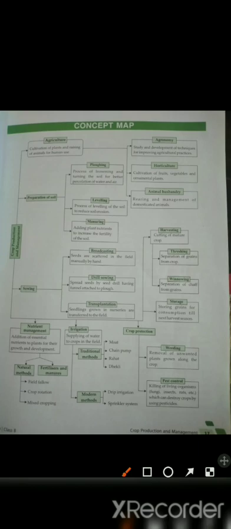Then coming to the irrigation, after sowing the seeds, we irrigate the seeds. The traditional methods include mot, chain pump, rahat and dhekli, and modern methods include drip irrigation and sprinkler. So these are the few things we need to add. I hope you are clear with the concepts and the steps involved in crop production and management.